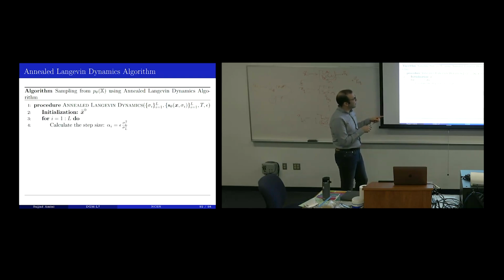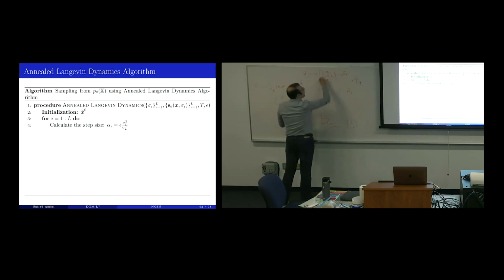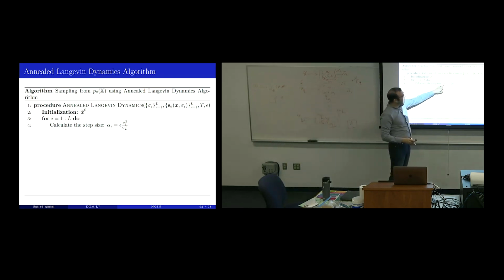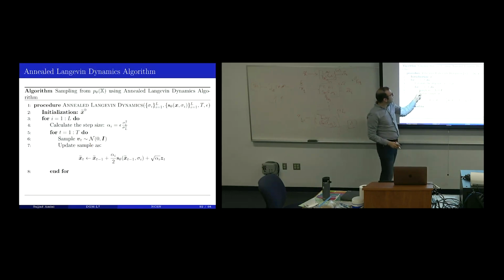You start with the sample X tilde 0. Then for L iterations, this is the outer iteration. This is iteration number 1, this is iteration number 2. This is the i. i equal to 1, i equal to 2, and at the end, you have i equal to L. What happens for each of them? You select a step size. You see that the step size is also a function of the noise level. And then for T iterations, you run exactly the Langevin Monte Carlo, previous version. Why? Because you want to sample from that ith level.